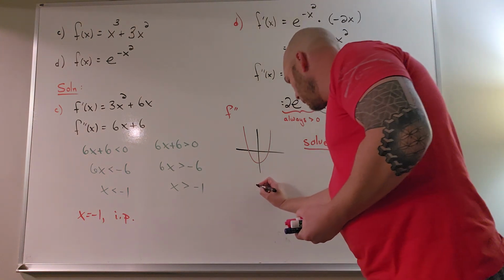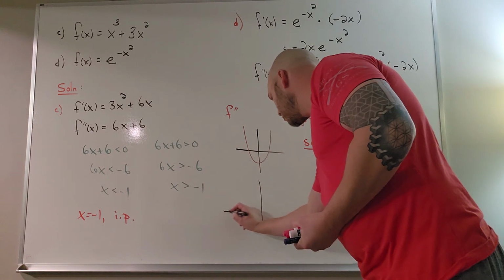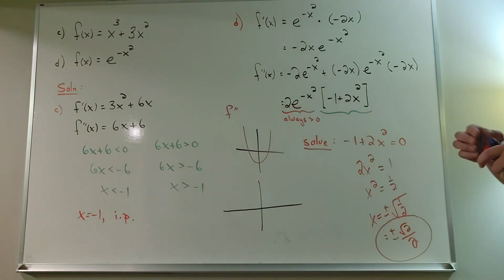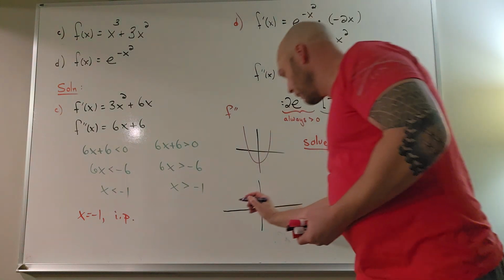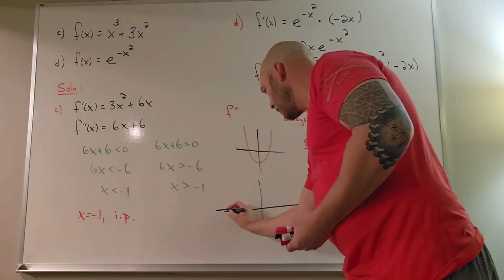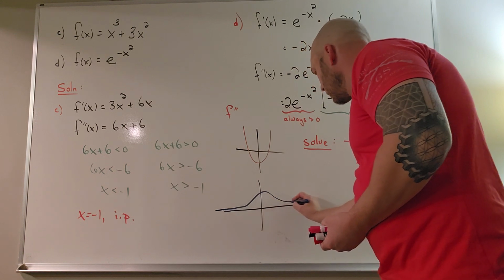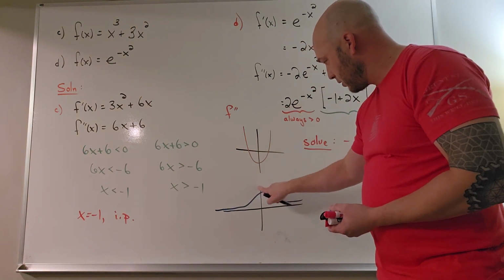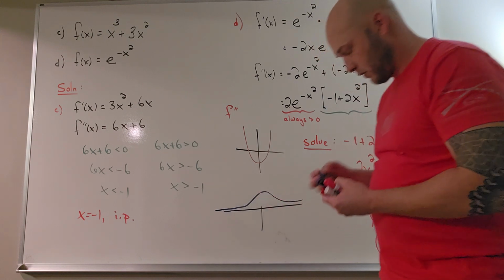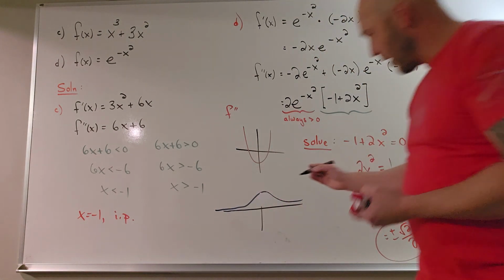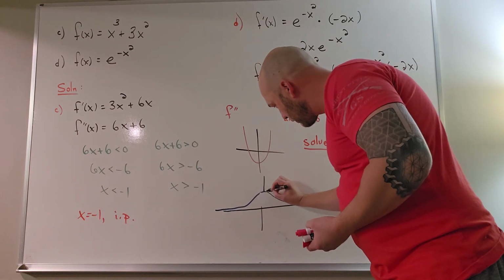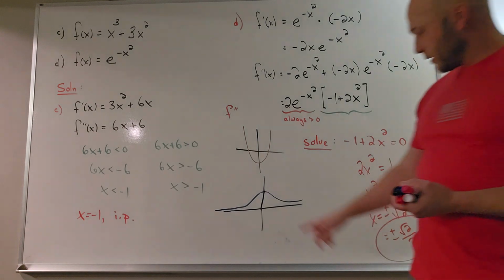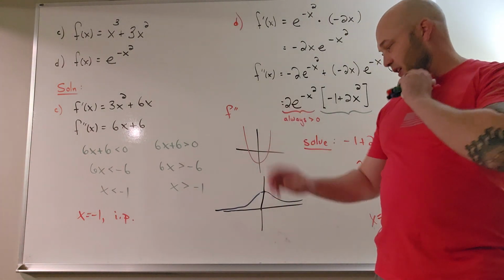All right, go back to the original function here. E to the negative x squared is the bell-shaped curve. Maybe some of you have seen this in a statistics class. That vertex should have been on the y-axis. So sorry about that. Of course, now it looks like a crooked y-axis. Whatever, you get the point.